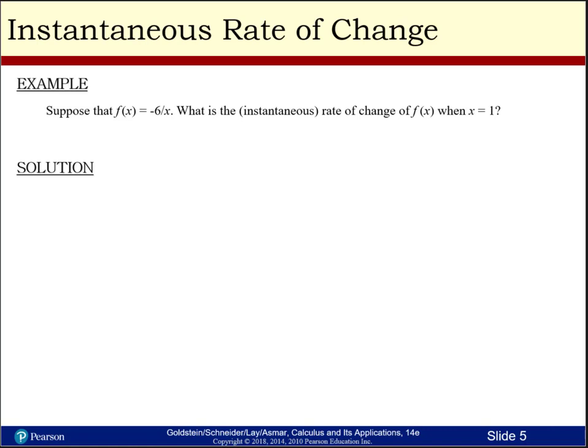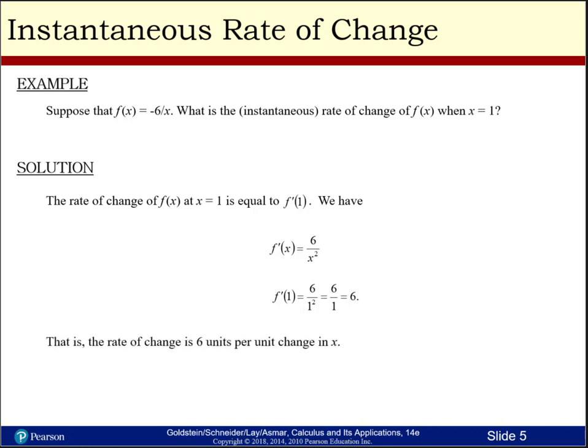So let's look at an example. Suppose f of x is our same function, negative 6 over x. What's the instantaneous rate of change of f of x when x equals 1? Well, first off, the rate of change of f of x at x equal 1 is equal to the derivative at 1. So what we're going to do then is take the derivative, and then plug in a 1, and we get that slope is 6. That means that the rate of change is 6 units per unit change in x.